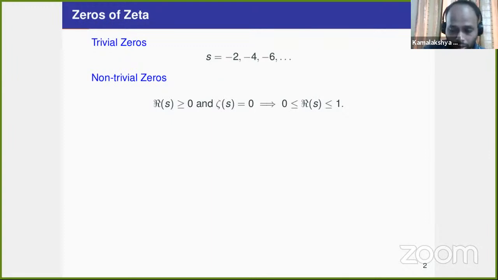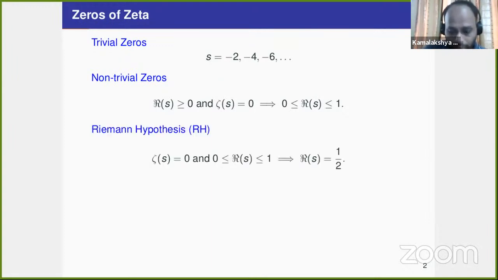There is a conjecture which tries to describe how these zeros are. This is called the Riemann hypothesis, which is very famous, and we are aware of it. It says that if we have a non-trivial zero, that means it has a real part between 0 and 1, then its real part has to be half. Throughout this talk, we'll assume the Riemann hypothesis to present all the results.